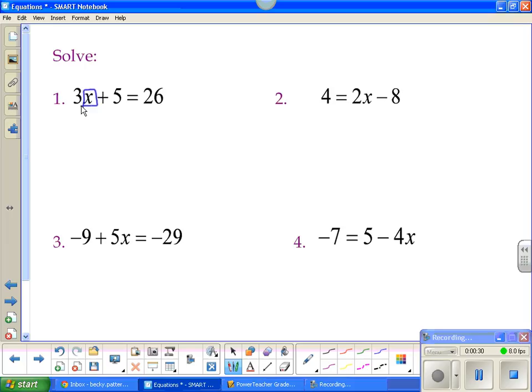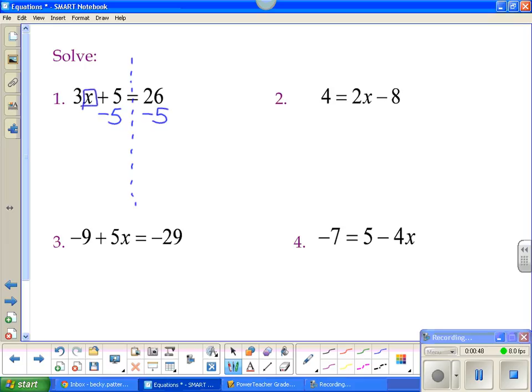So that would be this positive 5. So to move it, we are going to subtract 5. But what you do to one side, you have to do to the other side of the equation. So think of your equals as kind of like a wall. What you do on one side of the wall, you have to do on the other side of the wall.